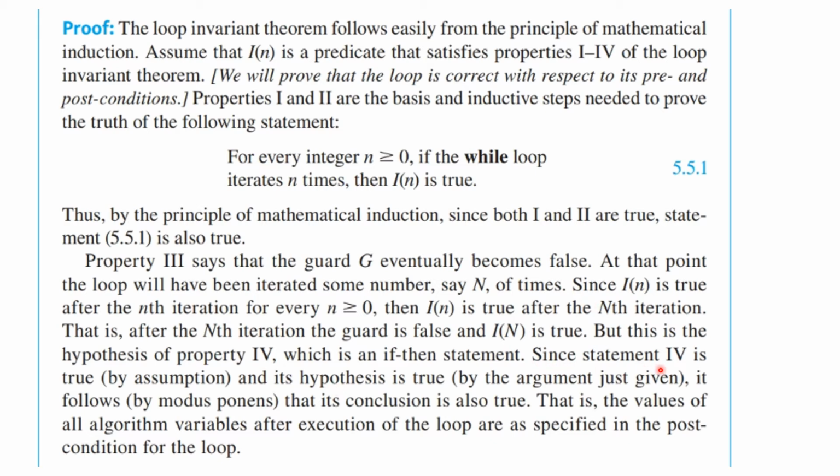And so since statement 4 is true by assumption, its hypothesis is true by the argument just given, it follows by modus ponens. You see, we're going back to those fundamental principles. This conclusion must also be true. That is, the values of all algorithm variables after the execution of the loop are as specified in the post condition for the loop.